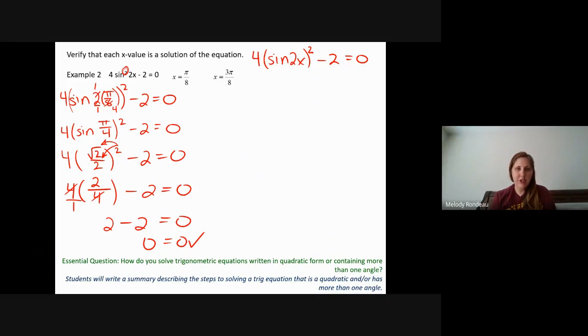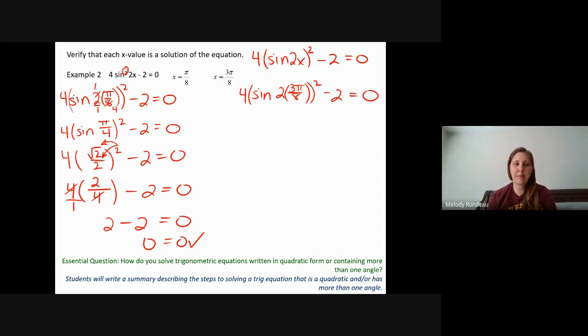All right. Then we're going to try it one more time. We'll see if this one works out. 3 pi over 8. I'm going to use that same rewritten equation. So I'm going to say 4 times sine 2 times 3 pi over 8 squared minus 2 equals 0.